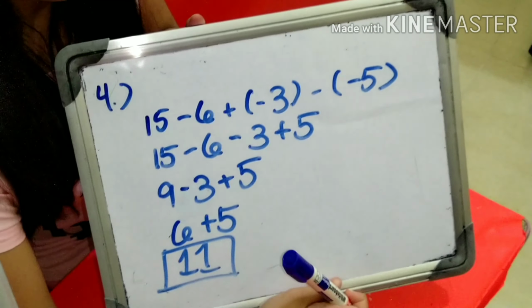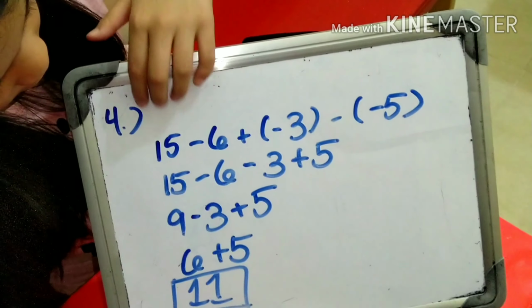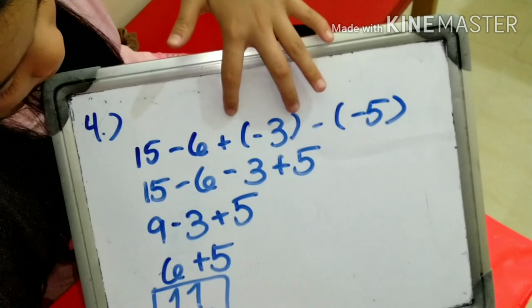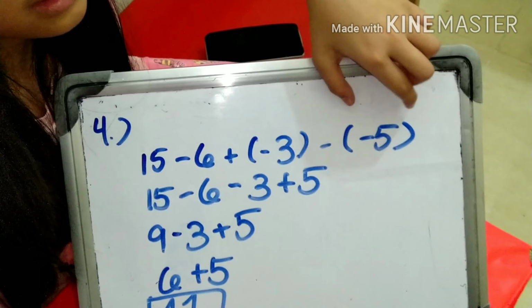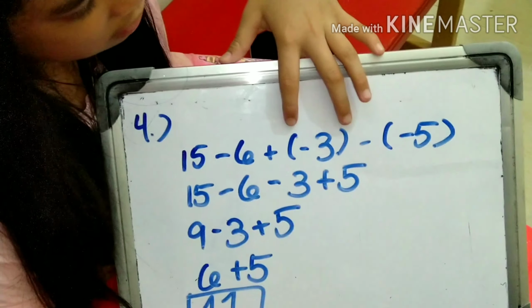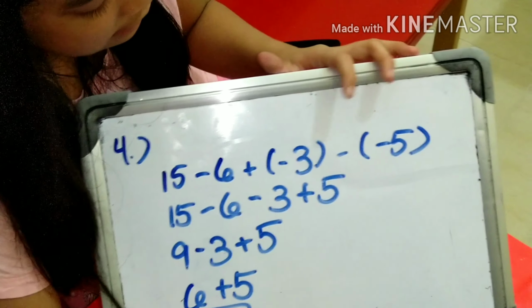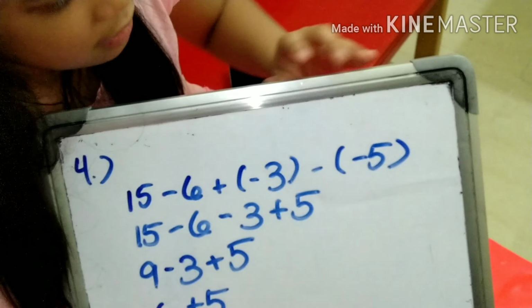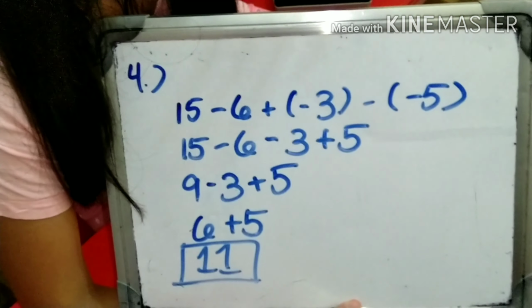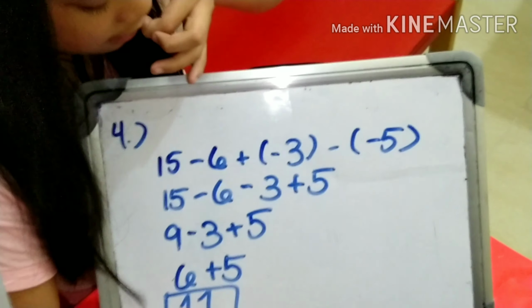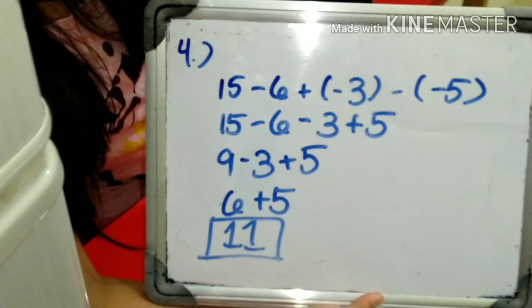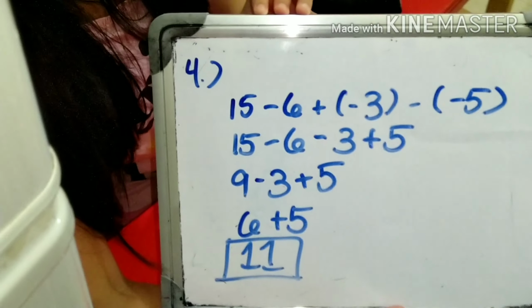Okay, so do you have now the answer, Chloe? Yes. So what is your answer? 11. So explain your solution, go. I first simplified both of the numbers in the parentheses. Okay, so positive times negative 3 is how many? Negative 3. Okay, negative 3 or minus 3, correct. How about negative times negative 5? Positive 5, correct. Then, so simplifying, 9 minus 3 plus 5. So it became now 6 plus 5. Then your final answer is? 11. Okay, correct.